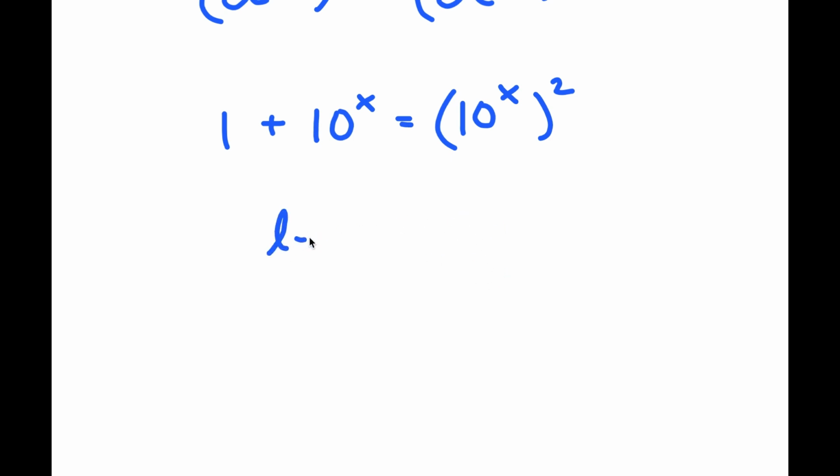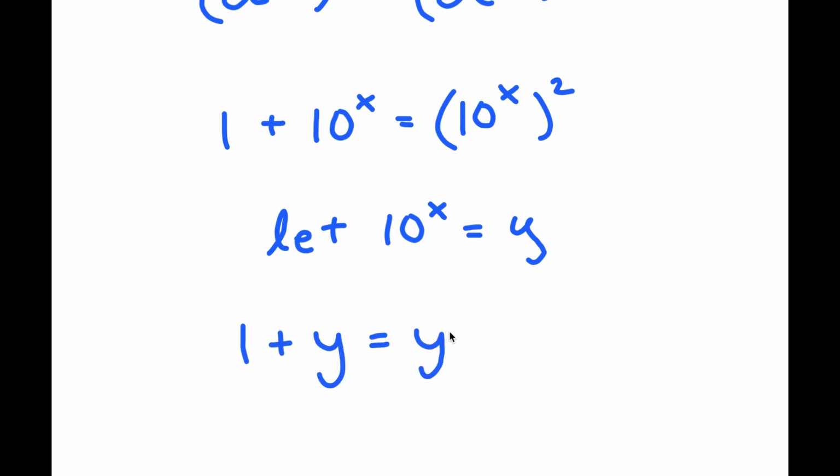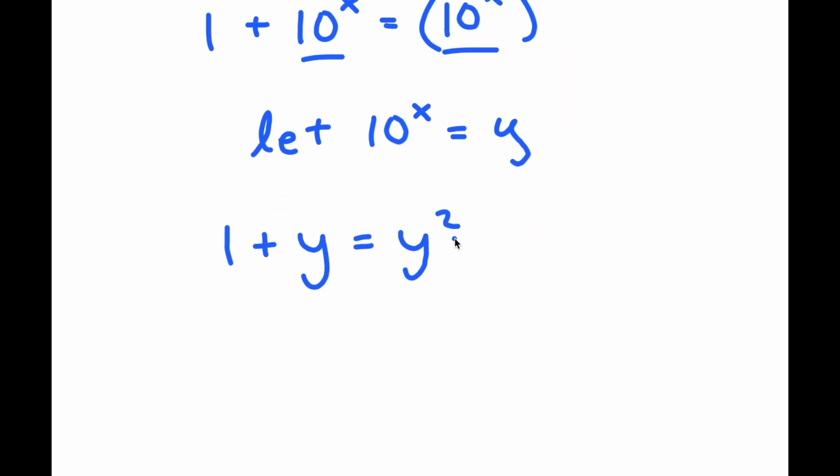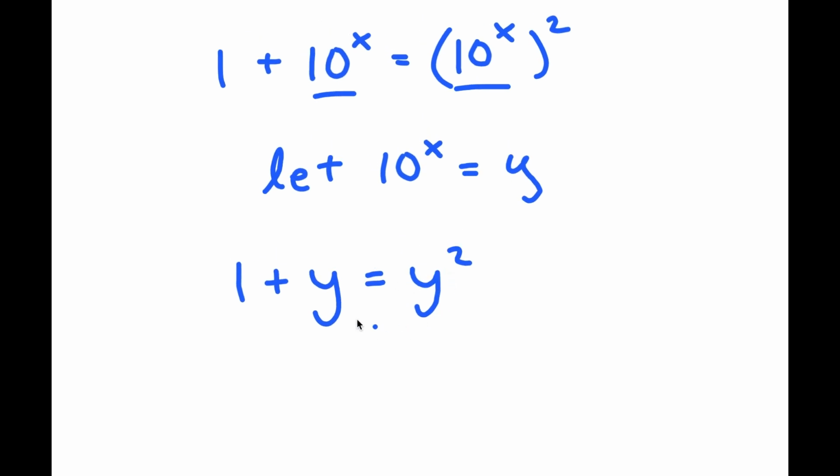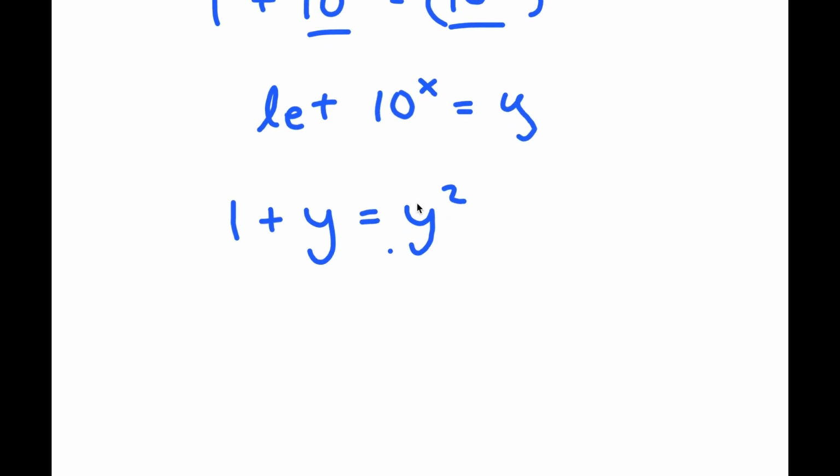From here, I'm going to let 10 to the power of x equal the variable y. So now I have 1 plus y is equal to y squared. This is something known as variable substitution, where you input a variable for a term that appears twice. This is just so we can make things a lot simpler, because now we can solve for y, and once we solve for y, we can solve for x using that value of y.